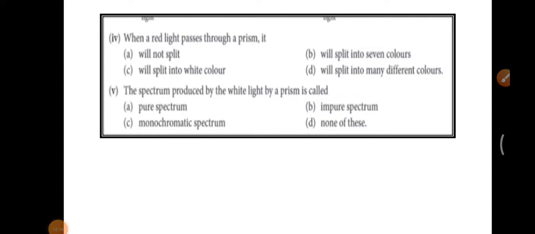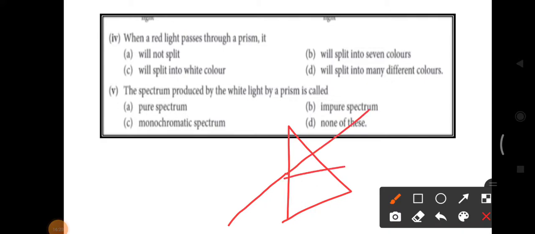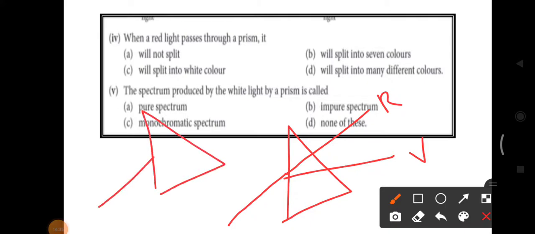The next question. When a red light passes through a prism, it... When white light passes through the prism, it is split into 7 colors from red to violet. But when we pass the red color through the prism, the red emerges from the prism. It is not split into 7 colors. The same happens if you use blue: only blue will come out. Only white light splits into 7 colors.